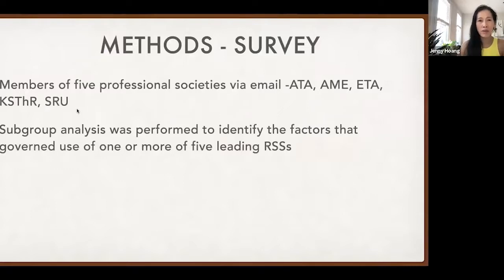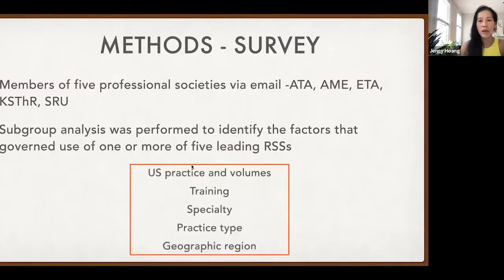So not everyone answered all the questions, and it was really difficult to get an idea of what the response rate was. But we asked questions, and then we did a subgroup analysis to identify the factors that led people to use one or more of the risk stratification systems and determine their preferences. So what we were particularly interested in the cohort were how much ultrasound they did, their training, their specialty, the practice type, and then where they were from in the world. Okay.